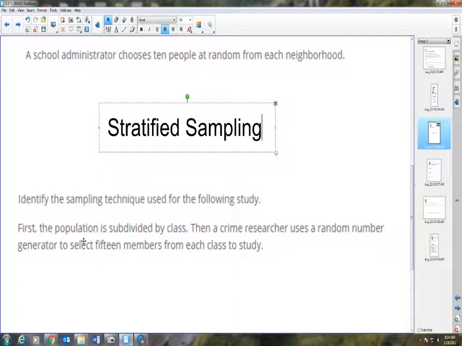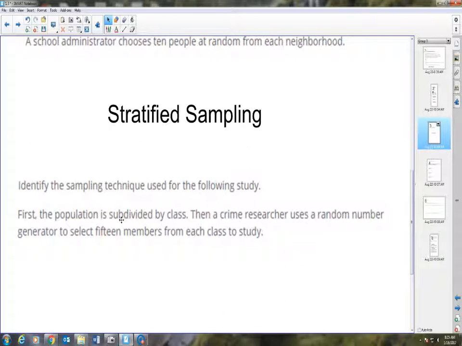Alright. First, the population is subdivided by class. Then a crime researcher uses a random number generator to select 15 members from each class to study. That's another example of stratified, because I already have non-overlapping groups, which are called classes. Then they select 15 members from each class. So they're randomly selecting 15 people from all these classes. They are not surveying everybody from these classes.